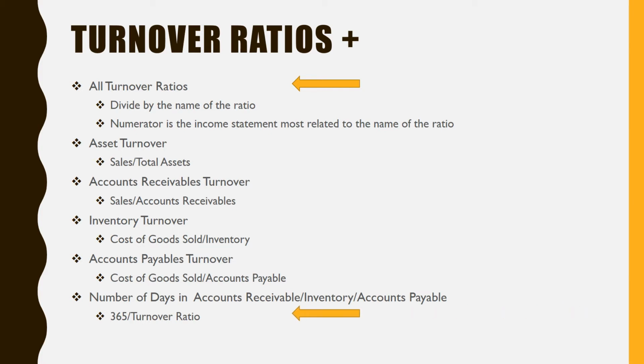The place where you really see this is you kind of want to know how many days you have things in your inventory. And so if you take 365 days divided by whatever turnover ratio you have, it tells you how quickly you're turning over your inventory, your receivables or your payables.